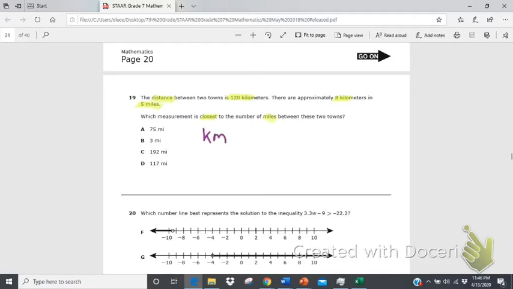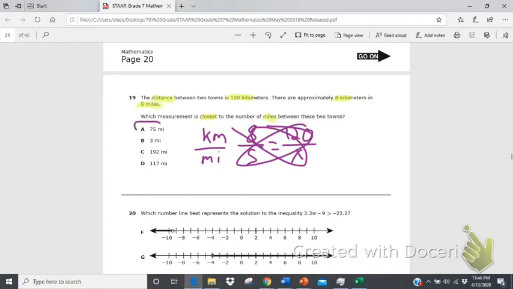Here, we're comparing kilometers and miles, however y'all choose to see that. So kilometers over miles. We have to start off with the conversion that they've given us. We know that there are 8 kilometers and 5 miles, approximately. So we set it equal to, now, if there are 8 kilometers and 5 miles, that means there would be 120 kilometers and X amount of miles. And y'all cross multiply here, and y'all establish that the answer for number 19 is letter A, 75 miles.